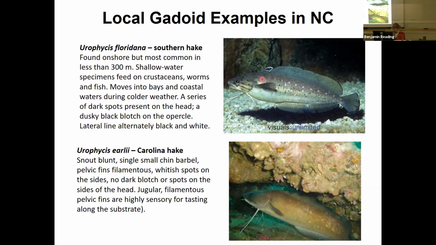Dusky patch on the operculum. Sometimes these alternating white and black lines or spots down the lateral line. And then Urophycis earllii, the Carolina hake, again, chin barbel down here. Pelvic fins are long and filamentous, again, for tasting the bottom. So this is the taste receptors on these things. And then sometimes white spots here. And so that's one of the characteristics there.